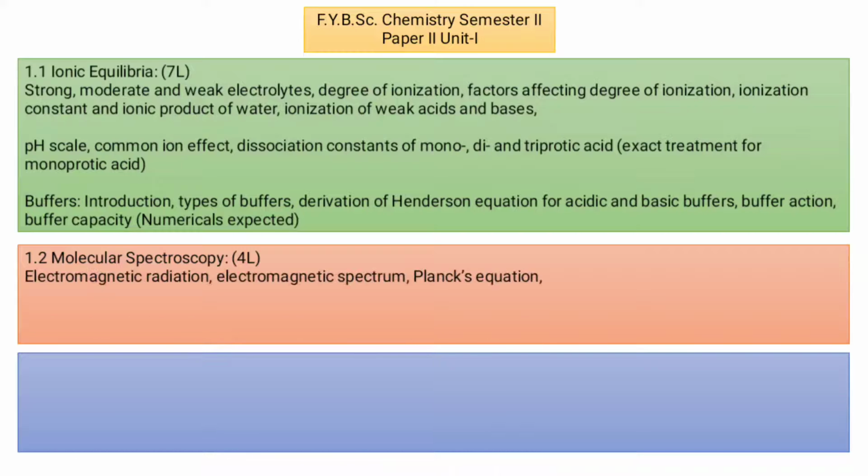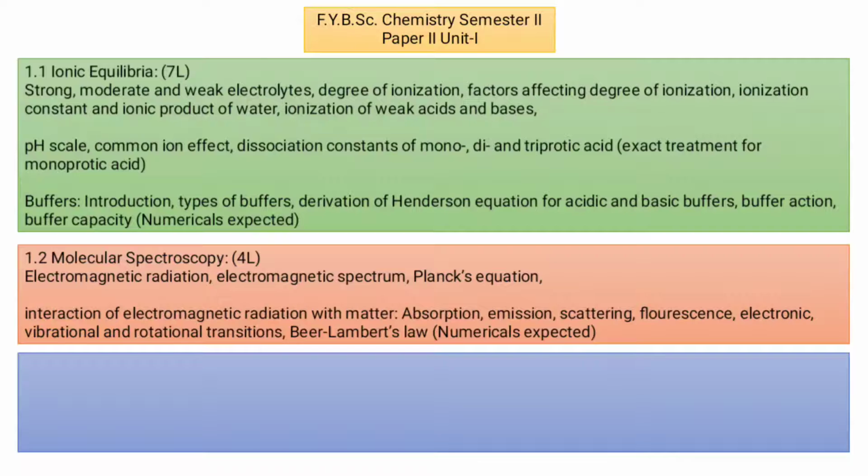In that we have to see electromagnetic radiation, the electromagnetic spectrum, Planck's equation, then interaction of electromagnetic radiation with matter. We have to talk about absorption, emission, scattering, fluorescence, and electronic, vibrational, and rotational transitions. Then Beer-Lambert's law. All these parts we have to talk about under molecular spectroscopy, and we will try to solve numericals based on this particular part. It is a very small part.